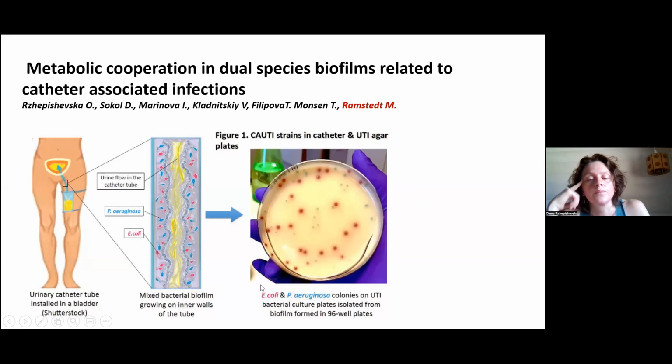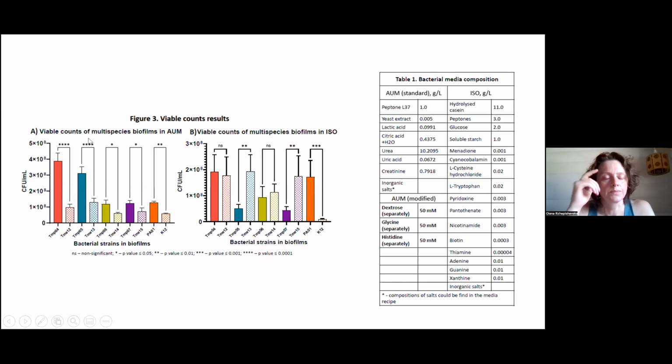So these on plates, you can see them in the schematic picture of the urinary catheter, because they're building biofilms inside of the catheter and then blocking this catheter and spreading the infection. Okay, this is a scenario. The background.